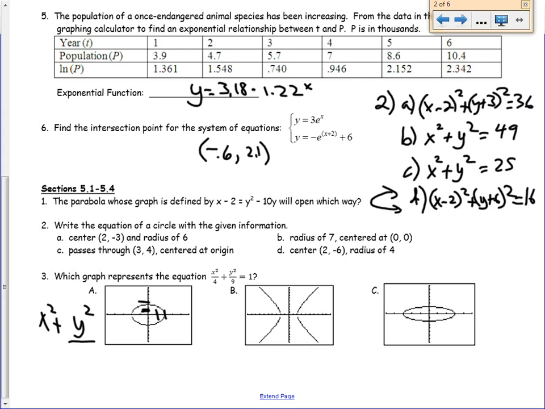A is always the bigger of them. So if I have a number 3 and I have a number 2, obviously the bigger number is 3, so that's 3 squared, which gives me 9. 2 squared gives me 4, and it's equal to 1. So x squared over 4 plus y squared over 9 equals 1.